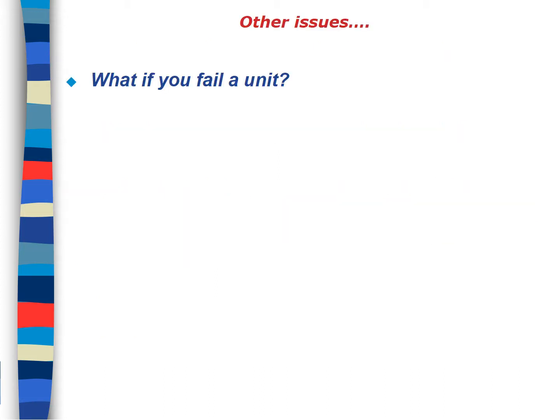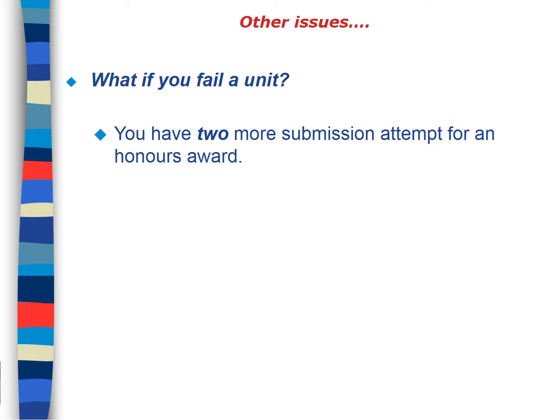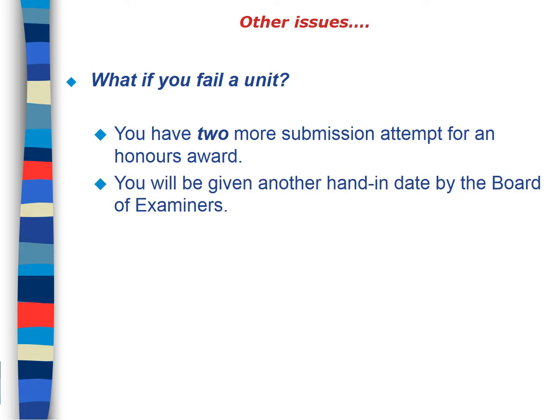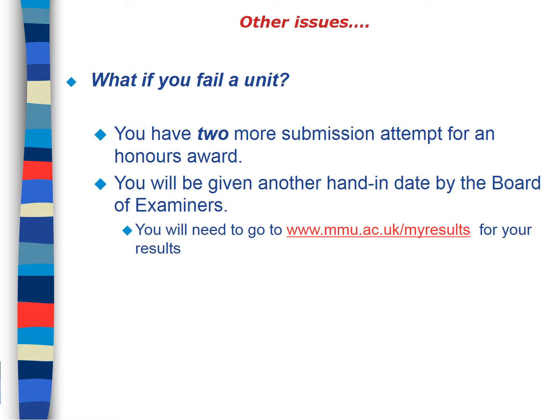What if the worst happens and you fail a unit? You are eligible for 2 more attempts at resubmitting the work for an honours award. You will be given another hand-in date by the Board of Examiners. These meet at set times of year, and so it is possible that it might be some months after your original submission that you receive the information. The details about resubmission are published online at the URL address shown on screen here, and you will be sent an email and text message to let you know when these are available.